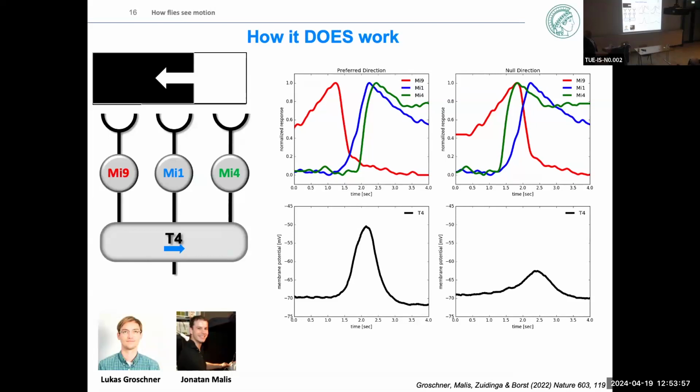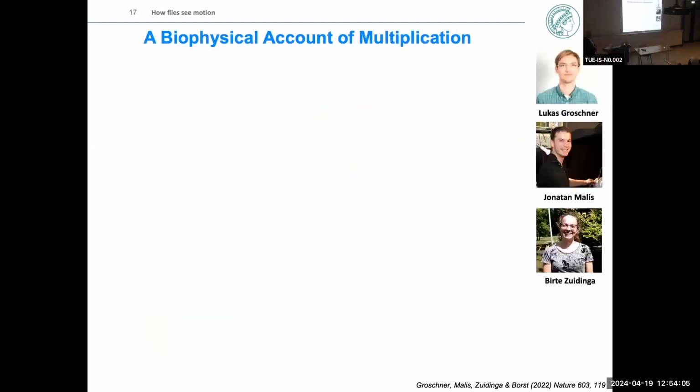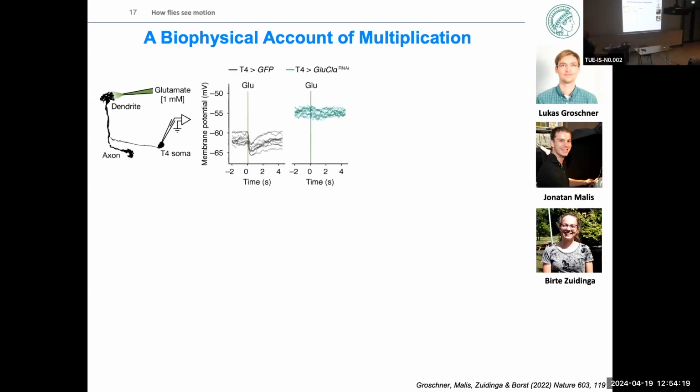Now that all fits and makes sense, but there are a number of critical questions you can ask. The first question is, is glutamate really inhibitory? I mean, there's a lot of circumstantial evidence, but who knows? So Lukas puffed glutamate onto the dendrite of the T4 cells, and he saw glutamate really hyperpolarizes these cells. If we block expression of the GluClα receptor, we don't see a response. We see a depolarized resting potential in the T4 cells.